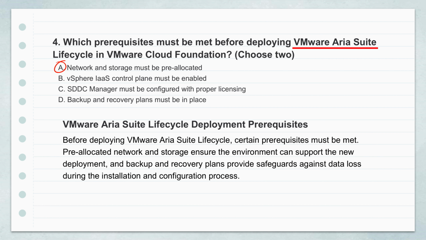Exactly. And the second prerequisite really emphasizes having robust backup and recovery plans. Especially for something as critical as this Aria Suite, right? Absolutely. Imagine this system crashes and you have no way to restore it quickly. That could bring your whole IT environment to a screeching halt. Okay, so before you even think about deploying VMware Aria Suite Lifecycle, you've got to have the resources it needs and a solid plan to protect it. Couldn't have said it better myself.